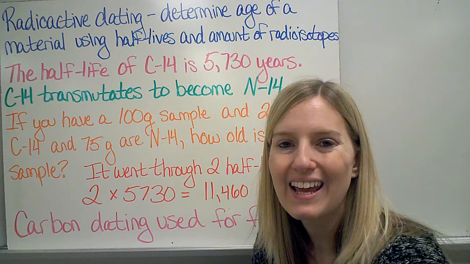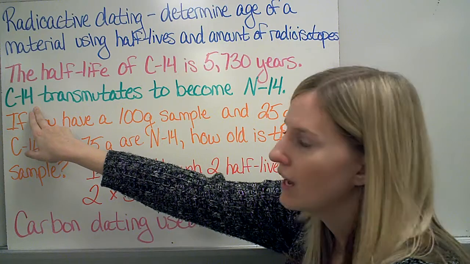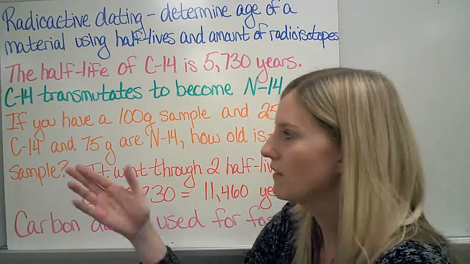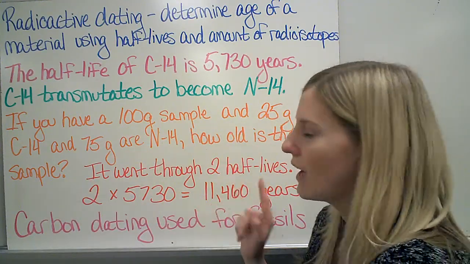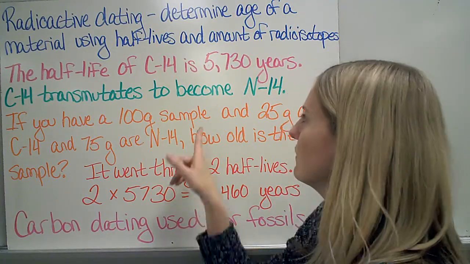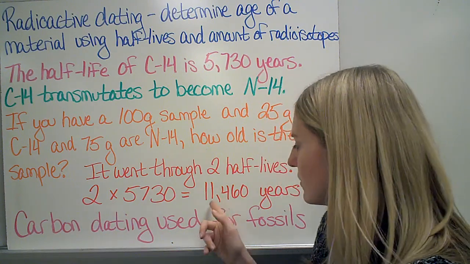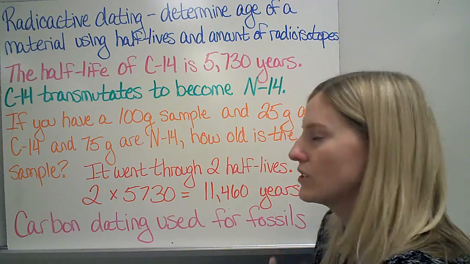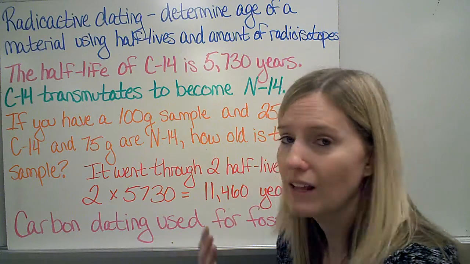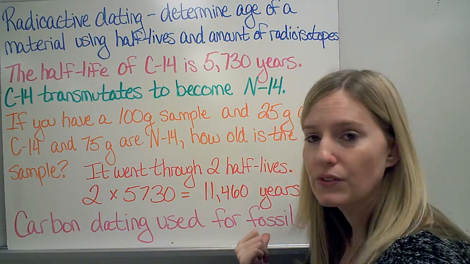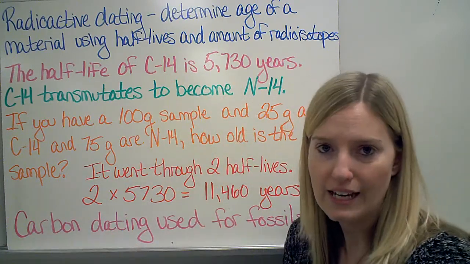Well, first we have to figure out how many half-lives it's been through. When it started, it was all carbon-14, and there's only 25 left, that means that I cut that 100 grams in half to 50, and then I cut it in half again to 25. So it's been through two half-lives. Each one of those half-lives is 5,730 years. So I do 2 times 5,730 to find out that my sample is 11,460 years old. We can do this sort of math with lots of different materials. Specifically, we can do this for fossils using carbon-14 and its half-life, and we call that carbon dating.